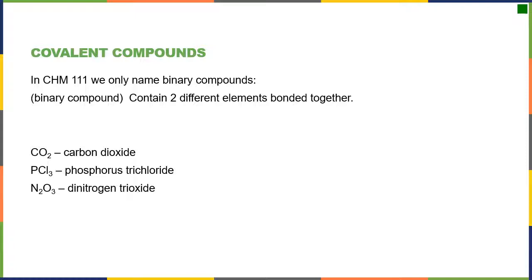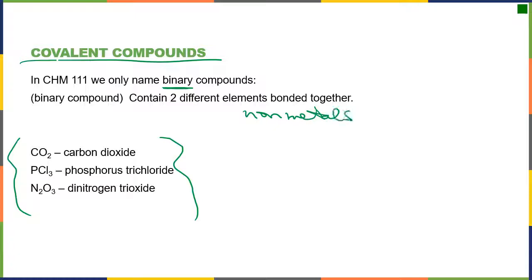For example, covalent compounds would be these. And when we look at our naming, as we go further on in this chapter, we're going to name simple binary, meaning made up of 2 different elements bonded together, covalent compounds. They're going to be nonmetals. Complicated naming of these, or naming of complicated ones, we leave for organic chemistry.